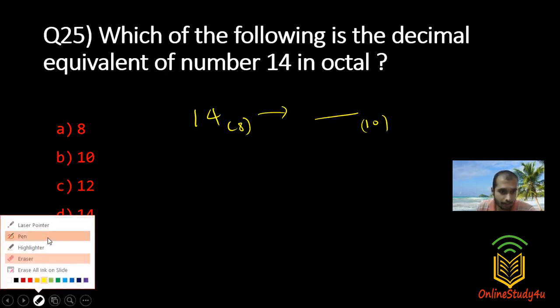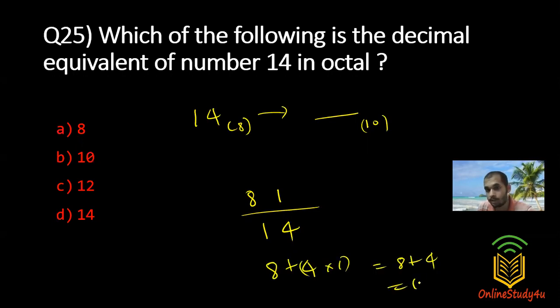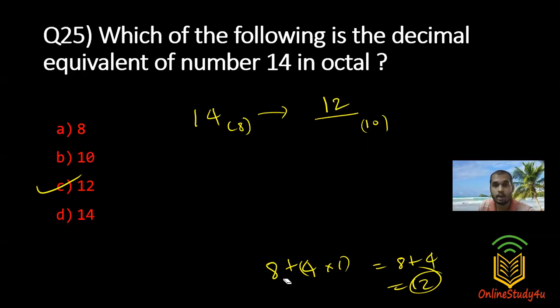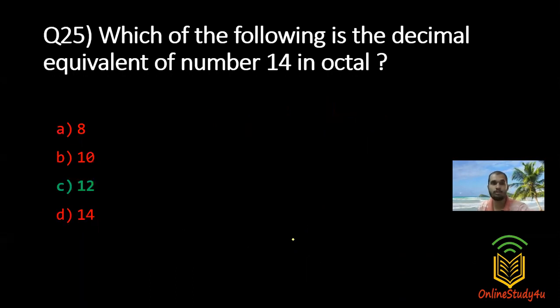Just like a binary number, just take 1 and 8. Write 14. That is nothing but 1 times 8 plus 4 times 1. That is nothing but 8 plus 4, which is 12. So option C is the answer. So 14 in octal is nothing but 12 in decimal. That is how you can answer this question. Option C, 12, is the correct answer.